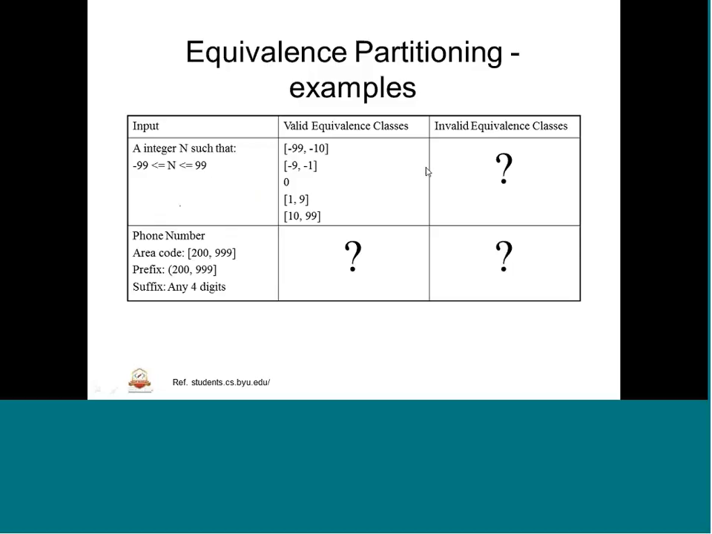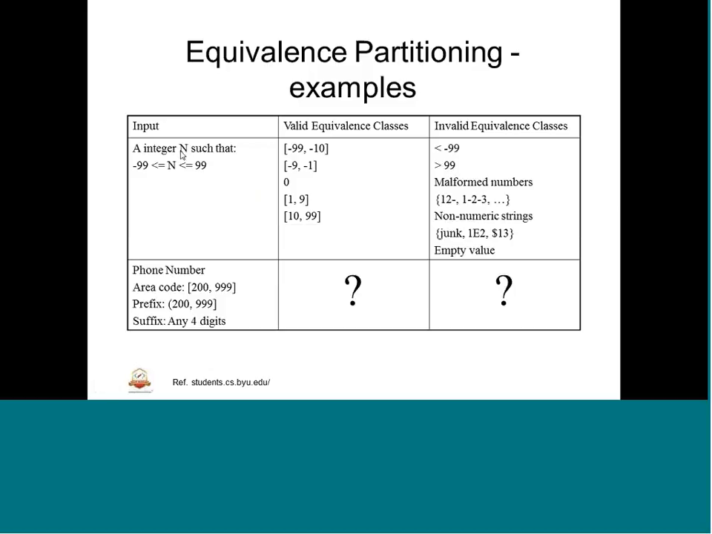Okay, the next one, invalid equivalence class. So what could be the invalid equivalence class? We know that the valid equivalence class we have defined is from minus 99 to plus 99. The one which is invalid for n is nothing but invalid test cases.